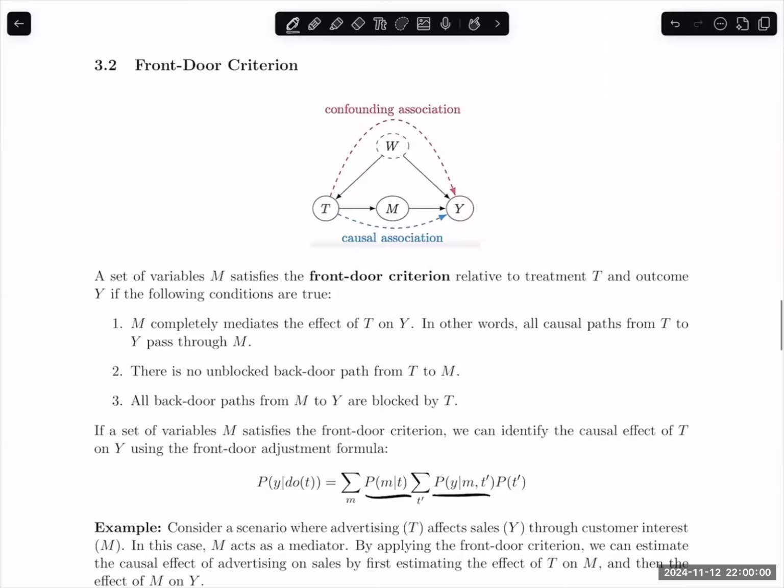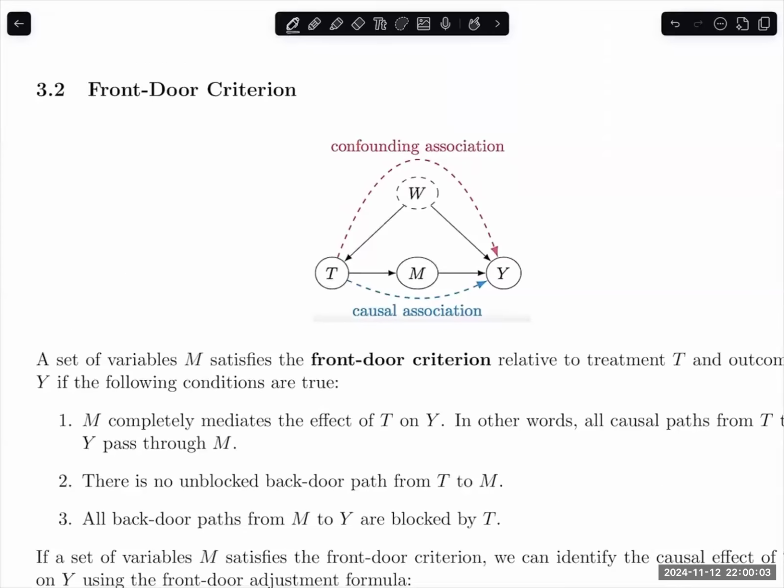So let's go through this by looking at the diagram. The arrows and paths in the diagram will help us understand how the frontdoor criteria works. We can see that the variable M acts as a mediator, linking the causal relationship from the treatment to the outcome. This causal relationship is represented by the blue arrows, meaning all the causal paths from T to Y pass through M. So M fully mediates the effect of T on Y, satisfying the first condition of the frontdoor criteria.